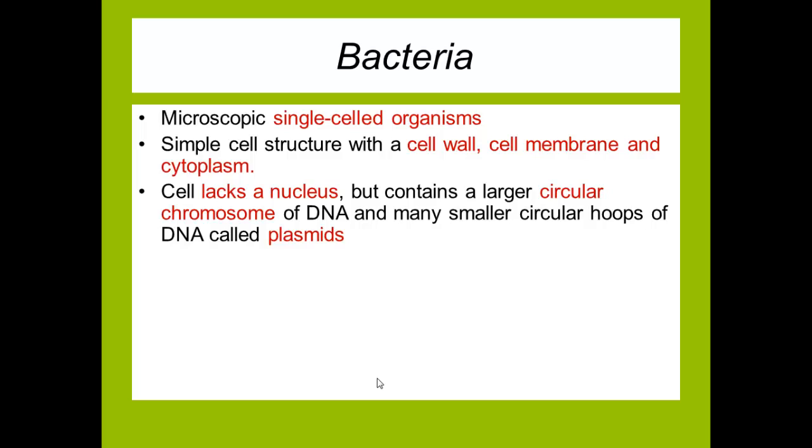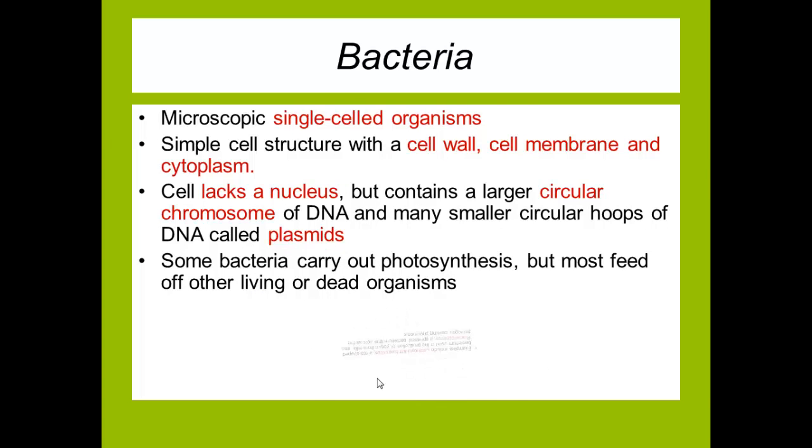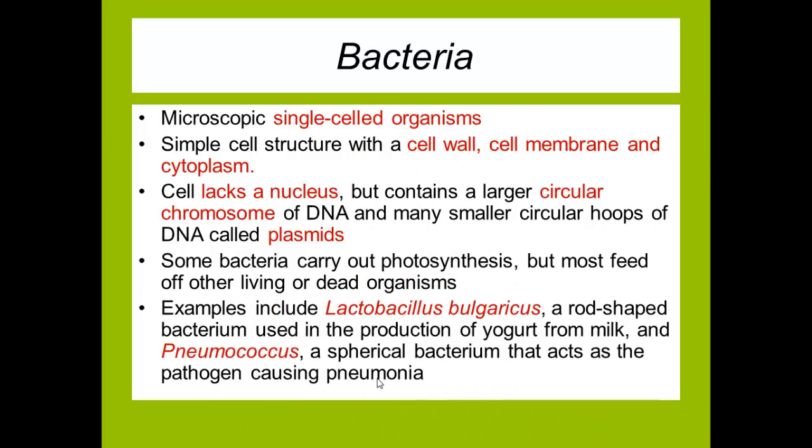Bacteria do not have a nucleus, but they do contain a circular chromosome of DNA. Now, these circular chromosomes of DNA, they're nothing like the size of one of your or my chromosomes. Our chromosomes are much bigger, but nonetheless, this is called a large circular chromosome. But it has also many smaller hoops of DNA called plasmids. Some bacteria can photosynthesize. Most feed off other living or dead organisms.